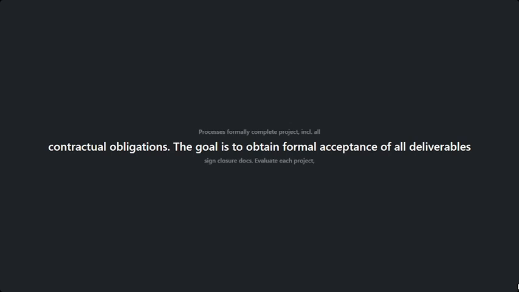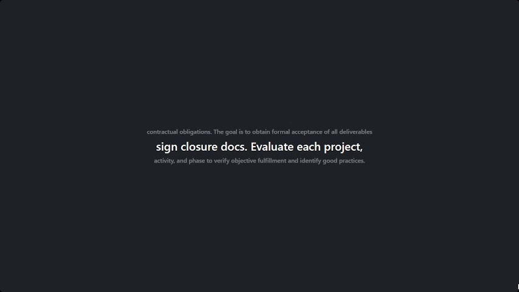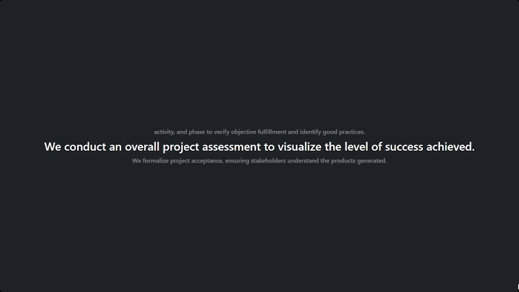Finally, we reach the closure process group. These processes are oriented toward formally completing the project, including all contractual obligations. The goal is to obtain formal acceptance of all deliverables and sign all required closure documents. This involves evaluating each project activity and phase to verify objective fulfillment and identify good practices. We conduct an overall project assessment to visualize the level of success achieved.